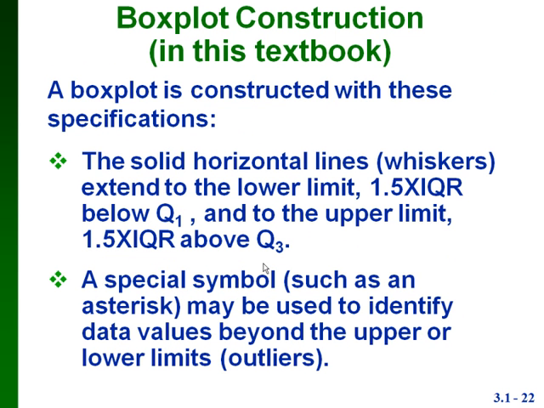So I will show you what this textbook uses, and that is to first find the interquartile range, which remember is the difference between the third quartile and the first quartile. Multiply that by 1.5, and then the whiskers extend that far below the first quartile and that far above the third quartile. And if there are any data values that are beyond the whiskers, then they're considered outliers and they can be represented with special symbols such as an asterisk or a dot.